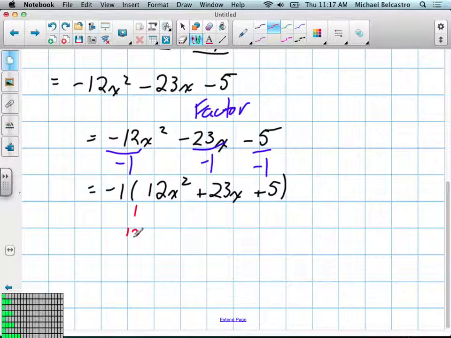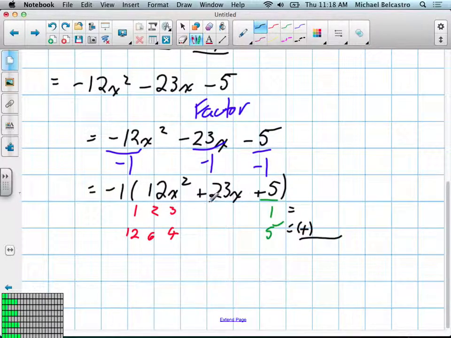So that's common factoring. I then take the factors of the first term, so 12. Factors of 12 are 1 and 12, 2 and 6, 3 and 4. And then I take the factors of the last term, which are only 5 and 1. I'm going to be multiplying these across to get two numbers that add up to our middle term, which is 23. Okay?